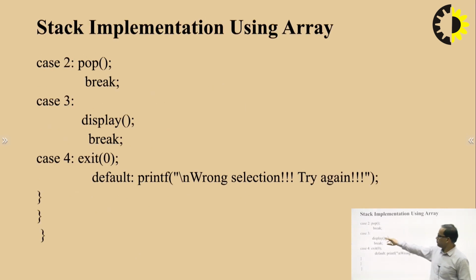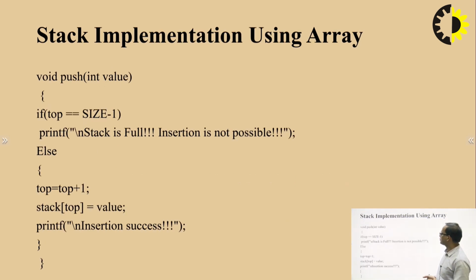In the same way, in case 2, when we enter the value of choice as 2, program control will transfer to the definition of the pop function. If we enter the value of choice as 3, then program control will transfer to the display function, and the code written inside the display function will execute. If we enter the choice as 4, then exit. It means program control comes out from the loop.